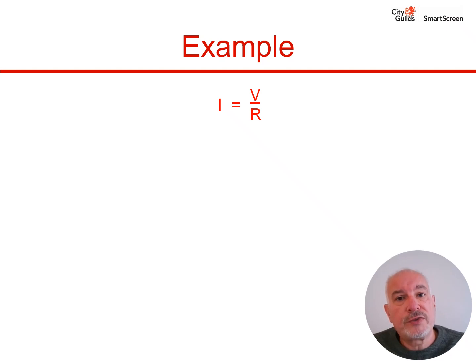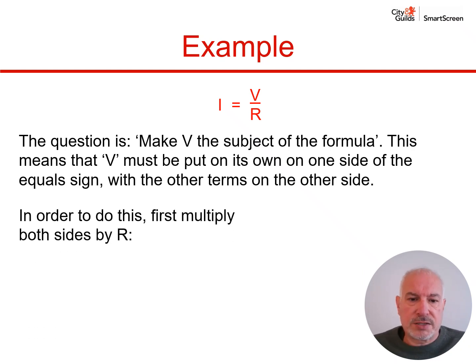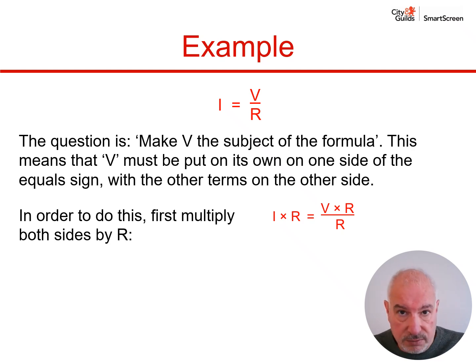We're starting with the formula that we've already stated, I equals V over R. But the question is, make V the subject of the formula. This means that we've got to get V on its own on one side of the equal sign, and the other letters will be on the other side. So how are we going to go about this? Well, the first thing is to multiply both sides by R. And we write that down in this way, I times R equals V times R over R.